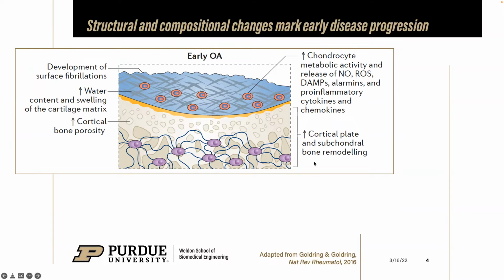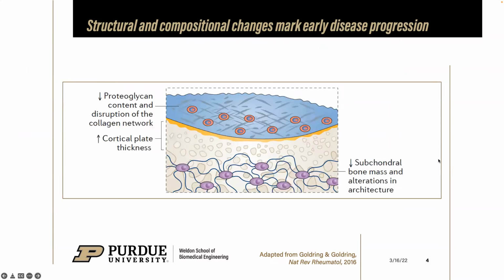You're also going to see changes in the bone, including increased bone porosity as well as remodeling. And that's accompanied by changes in the phenotype of the chondrocytes as well as of the cells in the bone itself. A little bit later, you begin to see things that are more detectable non-invasively, like a decrease in proteoglycan content and a disruption in the collagen network that makes up the articular cartilage. You can also see changes in the cortical plate thickness of the bone that's directly underlying the cartilage. And then you also see other changes in the subchondral bone, including changes in the ultrastructure and the architecture of the bone.